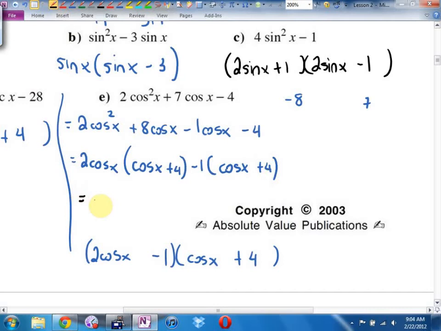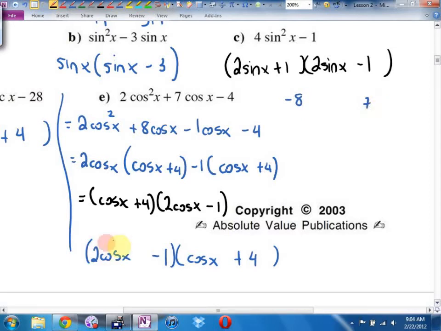So what's my final answer? There's my first bracket, cos x plus 4. And my second bracket is, how do I do them in my head? Itzel, what were the two numbers that you mentioned? Numbers that multiply to a negative what? 8 and add to 7. Okay?